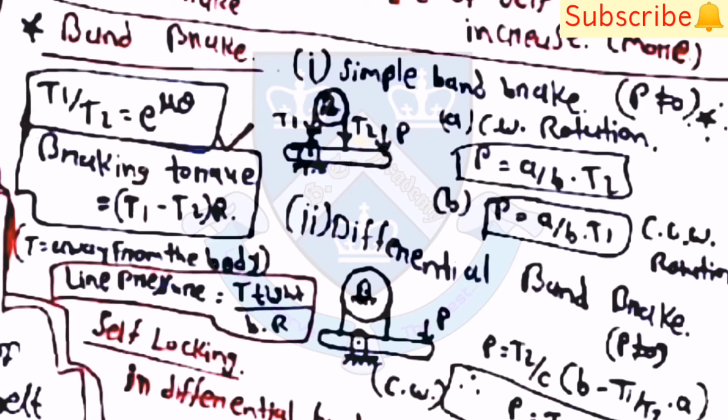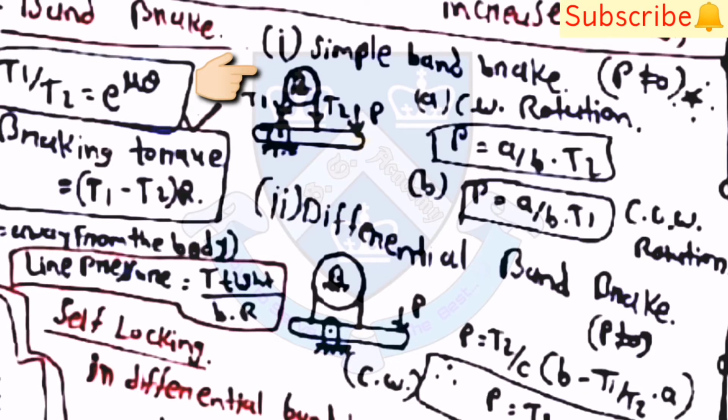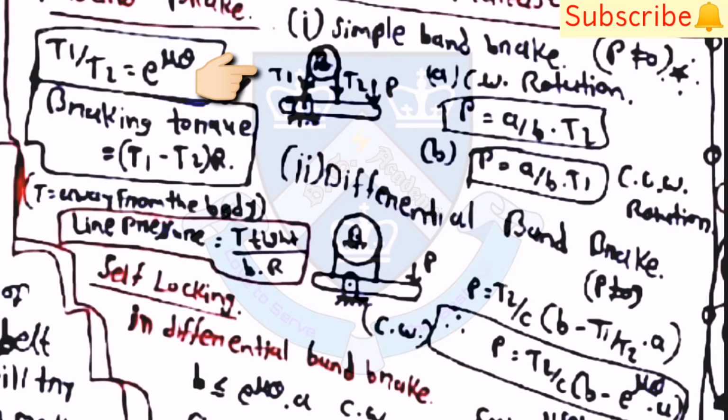Then for the band brake, there are many equations. T1 by T2 is equal to e raised to mu theta, and braking torque is equal to (T1 minus T2) into R, as well as line pressure is equal to T tight upon B into R. Here note that for self-locking in a differential band brake, B less than or equal to e raised to mu theta into A for clockwise rotation, and A greater than or equal to e raised to mu theta into B for the counterclockwise direction. And for a simple band brake, P is equal to A by B into T2, and P is equal to A by B into T1 for counterclockwise rotation.